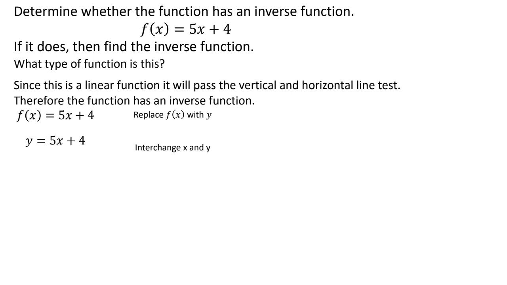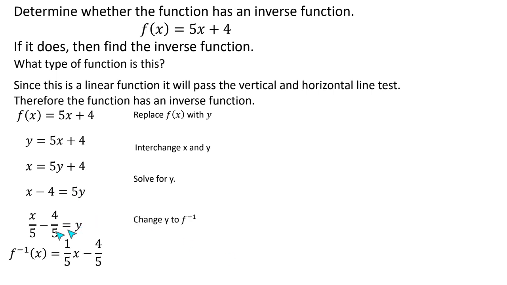To find the inverse, this is what we have to do. We take our f of x and replace it with y, and then we interchange the variables. If you have a y, you make it an x. If you have an x, you make it a y. Now this equation is x equals 5y plus 4, and then we solve for y. We subtract 4, and then we divide by 5. Our last step is to change that y to f inverse, and we end up with 1/5 x minus 4/5.